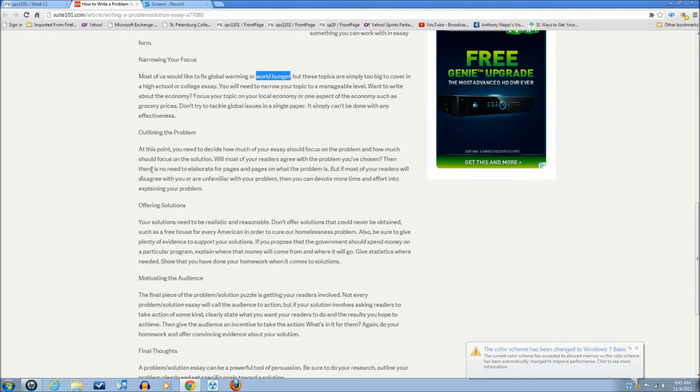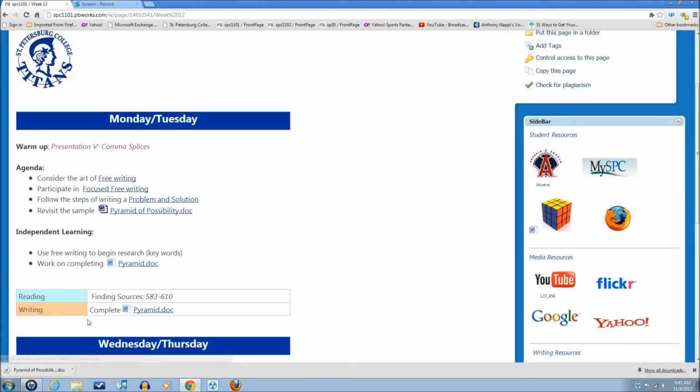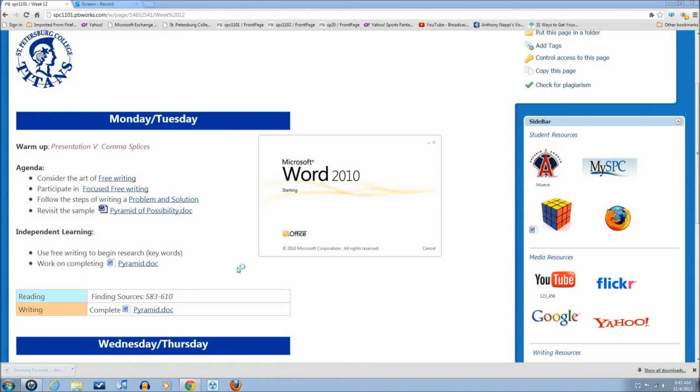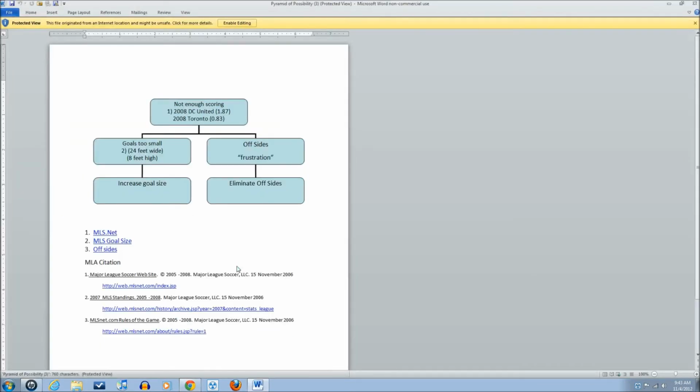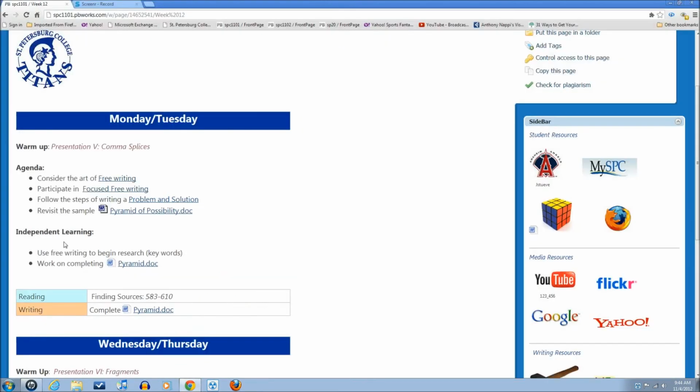Then we want to outline the problem and see what's causing the problem. The causes will then be the basis for the 2 solutions. Afterwards, revisit the sample pyramid of possibility. This is the one I showed you in class on Wednesday. Remember, my problem starts up here. There's not enough scoring, but then I had to find the cited evidence to prove that the problem was legitimate. Once I had that done, I could then go on to see what's causing the problem and how I would solve it.